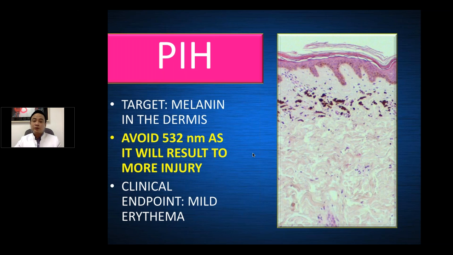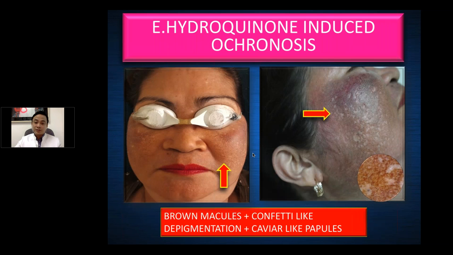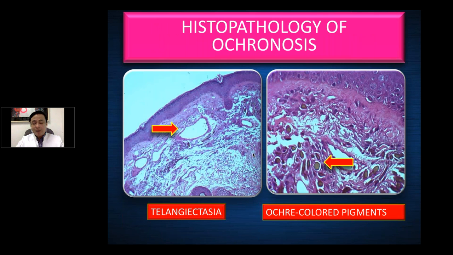For hydroquinone-induced ochronosis, this is a therapeutic option because we all know that there is no treatment for ochronosis. Clinically, it presents as brown macules, confetti-like depigmentation, and cavity-like macules. So if we see the histopathology, we see ochre-colored pigments, which are very difficult to destroy using, for example, chemical peel or topical skin lightening agents. So our only option is the pigment laser. So I use the following parameters.